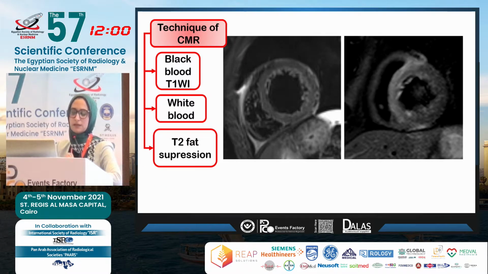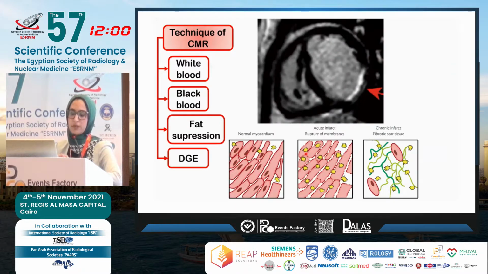Second, we take T2 fat sat images, what we call STIR images. These are mainly for the purpose of edema detection. And then, most importantly, like Dr. Dunya just mentioned, the late gadolinium images. CMR has a superior role in being the only modality that actually can directly visualize the scar. No other modality can actually do that.